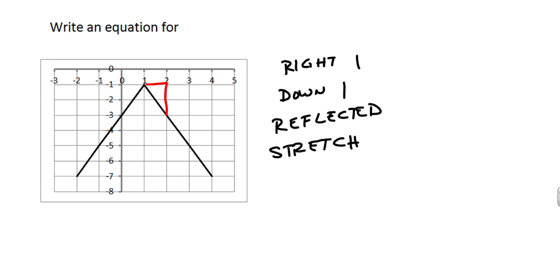And so that would give us the function negative 2 times the absolute value of x subtract 1, subtract 1. The negative would take care of our reflection. The 2 would take care of our stretch. The x subtract 1 inside shifts it right 1, and then subtract 1 shifts it down 1. And that would be our new function, which we can verify on a graphing utility.